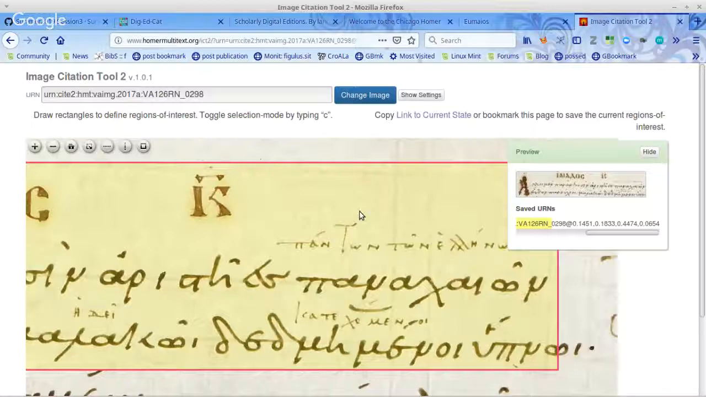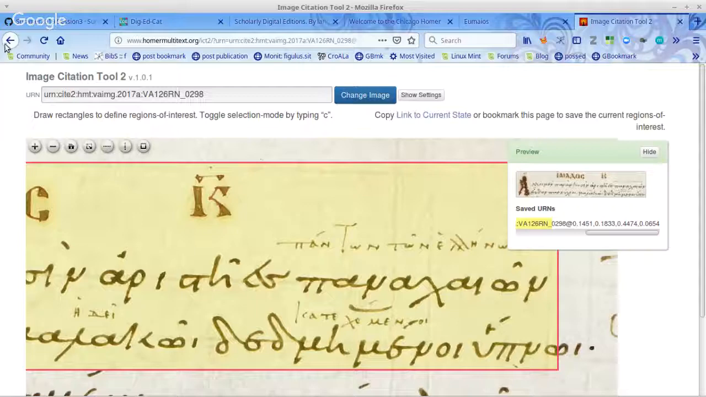And everything that you will see in Homer Multitext is described in this way. In a way, everything has a name tag on, so everything can be referred to and then retrieved by a computer program. And this is very important for digital scholarly editions.